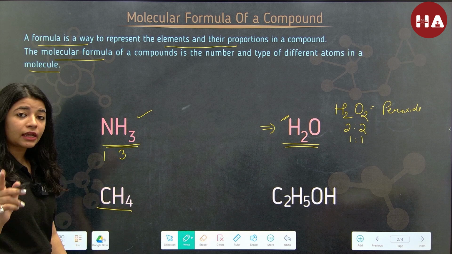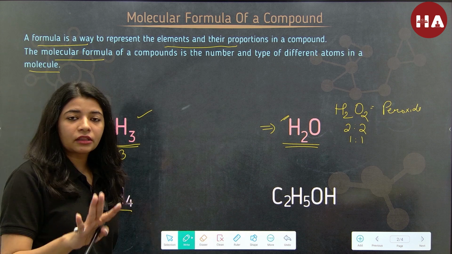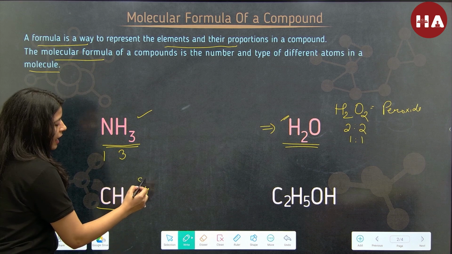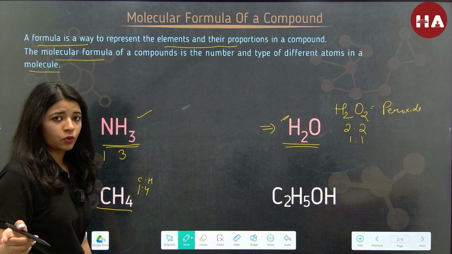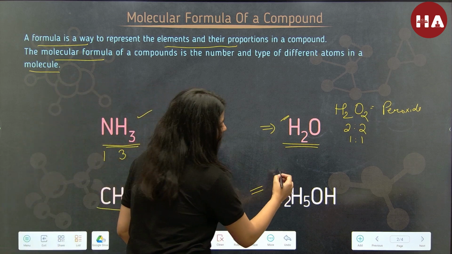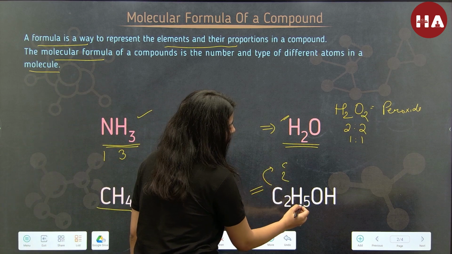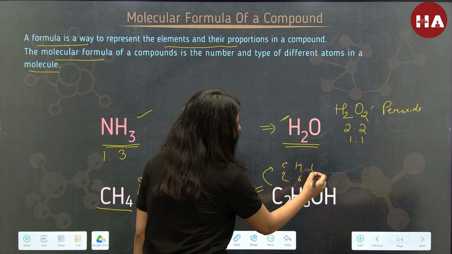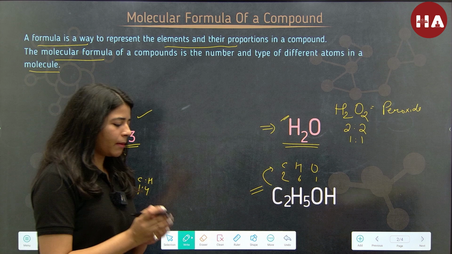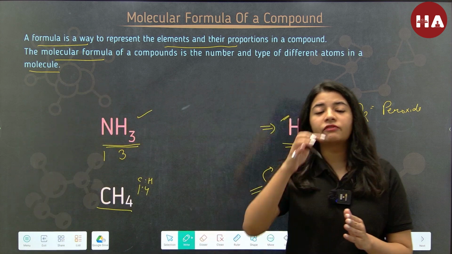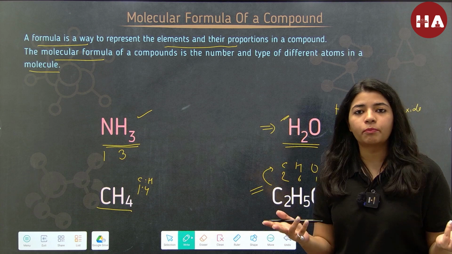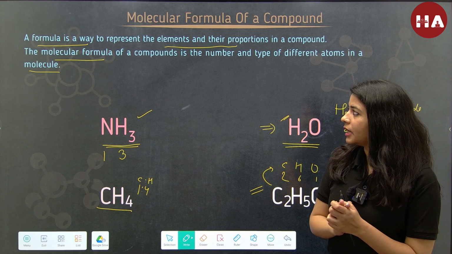Next is methane, in which one carbon is bonded with 4 hydrogen atoms. So I can say carbon and hydrogen are present in a 1:4 ratio. Similarly, in ethanol, which is C2H5OH, carbon is 2 in number, hydrogen 6, and oxygen is 1 in number. So they are present in a 2:6:1 ratio. Remember that the molecular formula gives us information about the type of atoms present and in what proportion. So quickly take a minute and write this down.